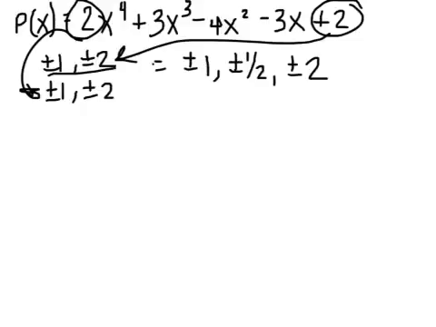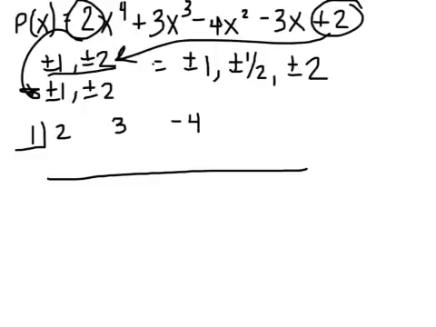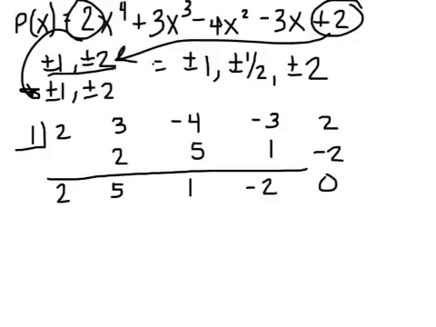Now as far as coming up with the possibilities, I'm just going to try the number 1 and see what happens. Maybe it works, maybe it doesn't. 2, 3, -4, -3, +2. Drop the 2. 1 times 2 is 2. 3 plus 2 is 5. 1 times 5 is 5. 1, 1, -2, -2, and 0. We hit a home run.